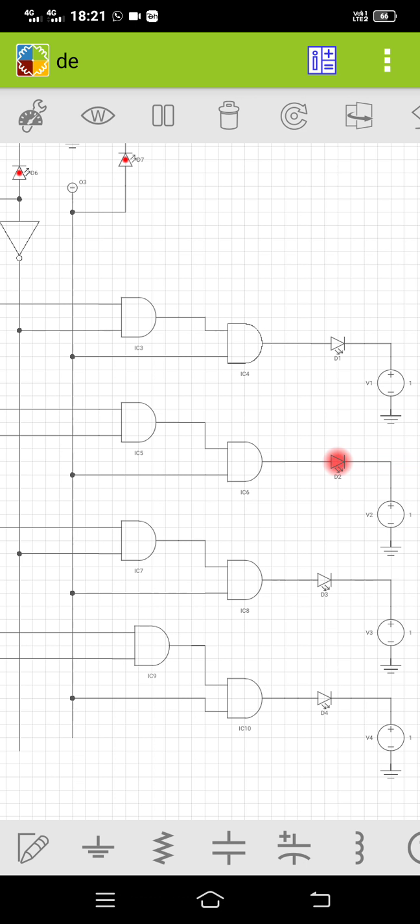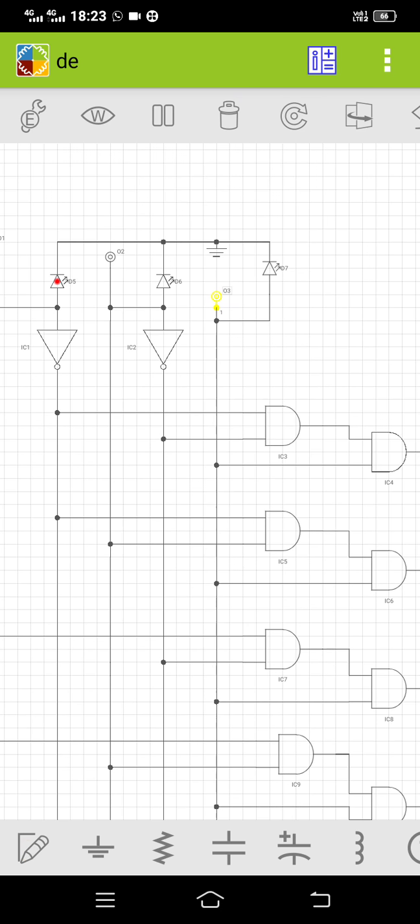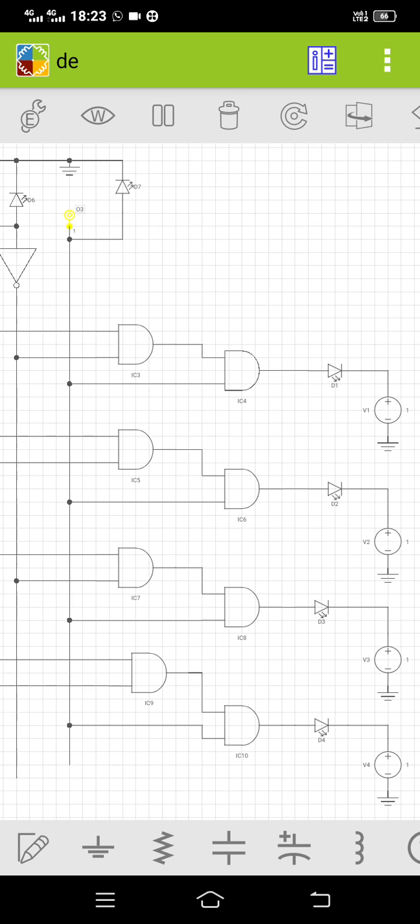Now let us check the fifth case. In the fifth case, only one select line should be kept 1, rest of the others at 0. For that, no LEDs glow at the output. Let us check it. Here I kept the first select line as 1, rest of the others are at 0. Let us run the program. For this, no LEDs are glowing. Hence it is also verified.